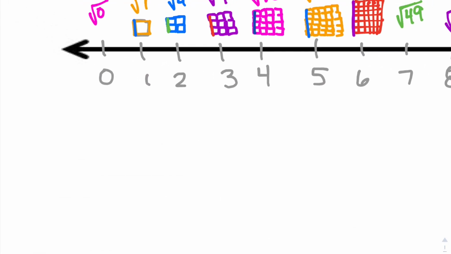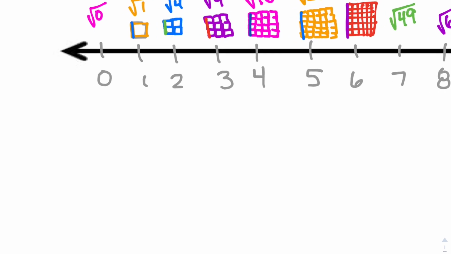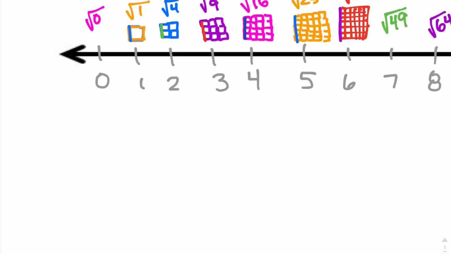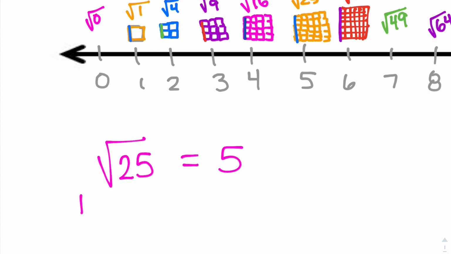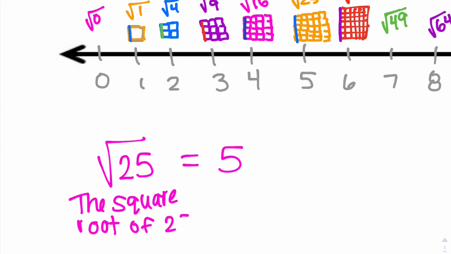The first thing I want to talk about, and I'm going to use the number 25 in the example. Okay, so the square root of 25 is 5. 5 is called the root. Okay, I'm going to write a sentence here. The square root of 25 is 5. Okay, 5 is called the root.